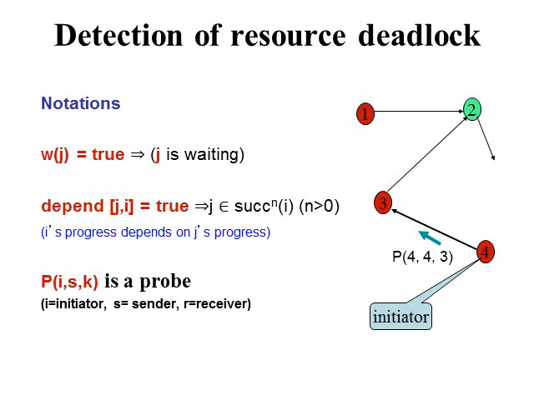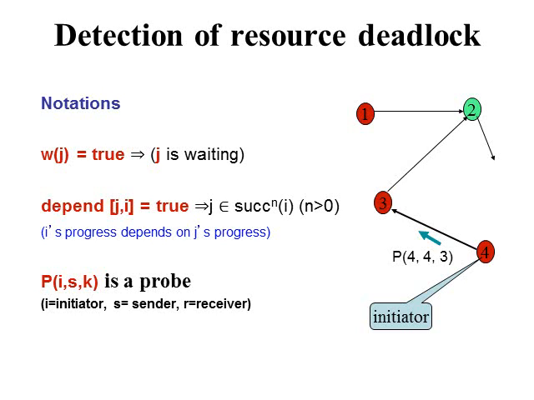Okay, now let's look at some of the terminology or notations required to understand the algorithm for detection of resource deadlock. So the first one on the slide is W of J equals true. This implies that J is in a waiting state. So if a process J is in a waiting state, then the W of J value of that particular process J is going to be true.